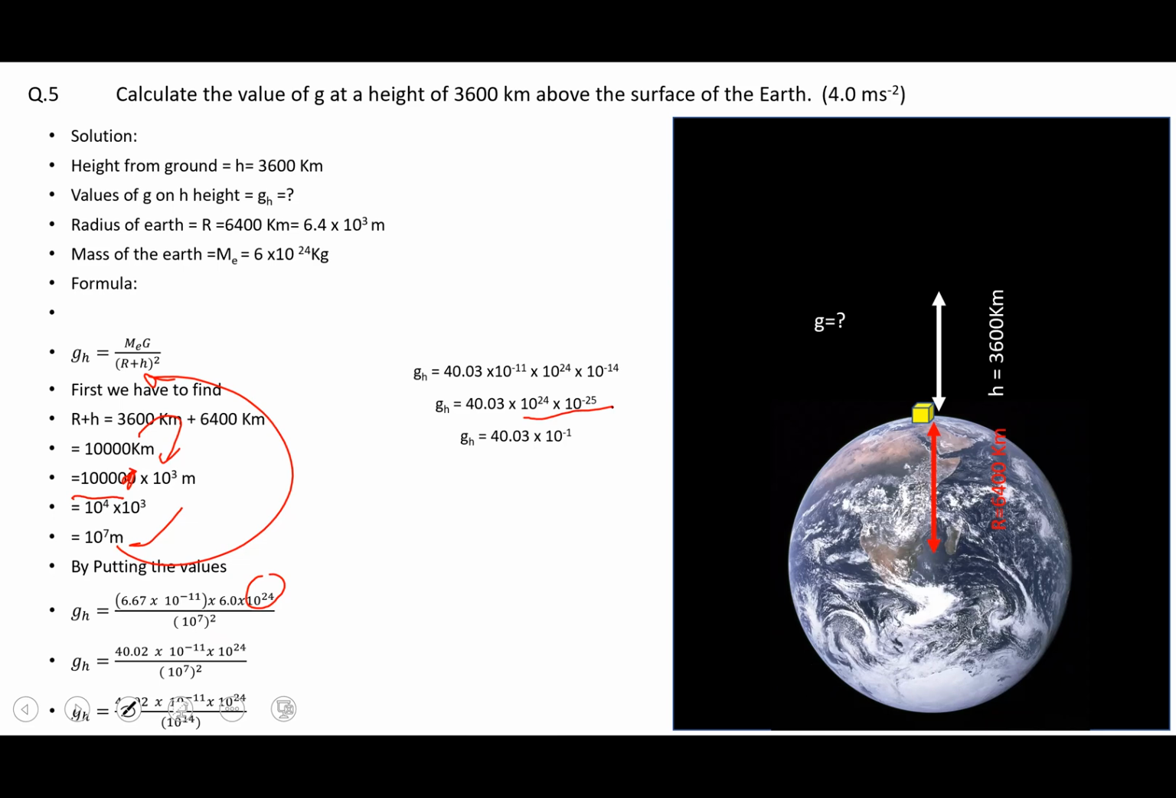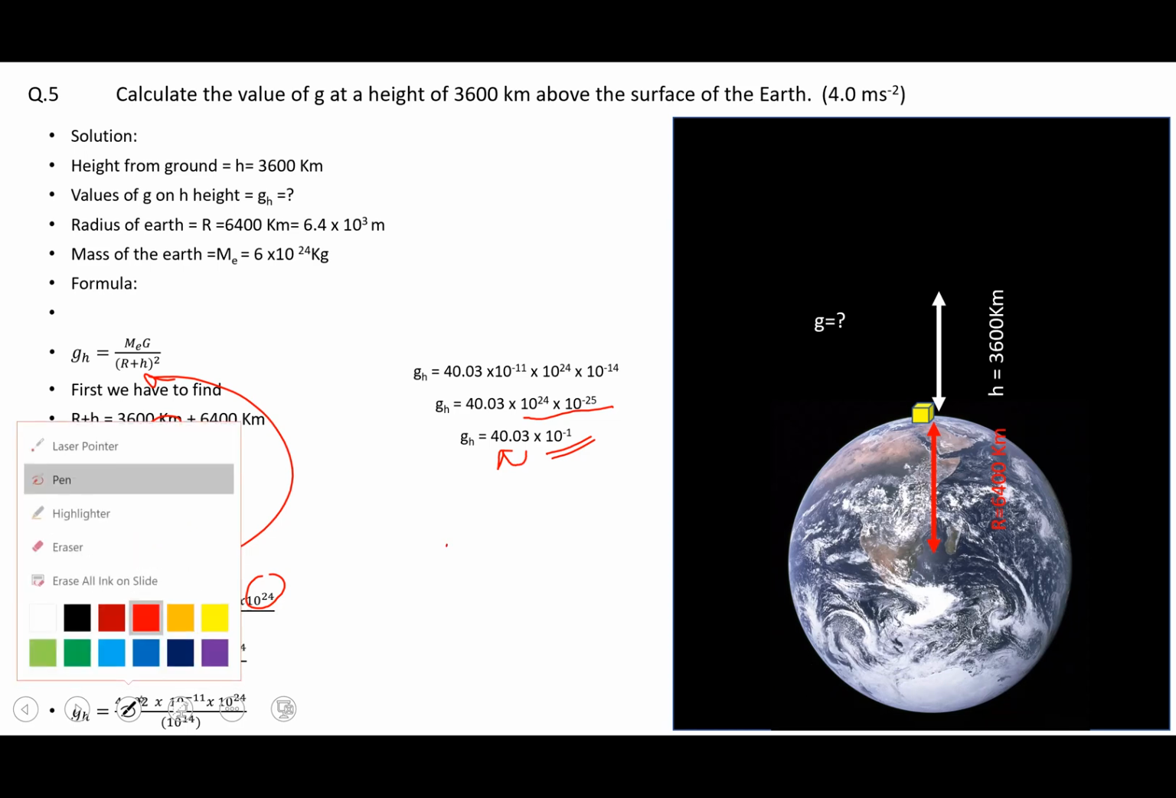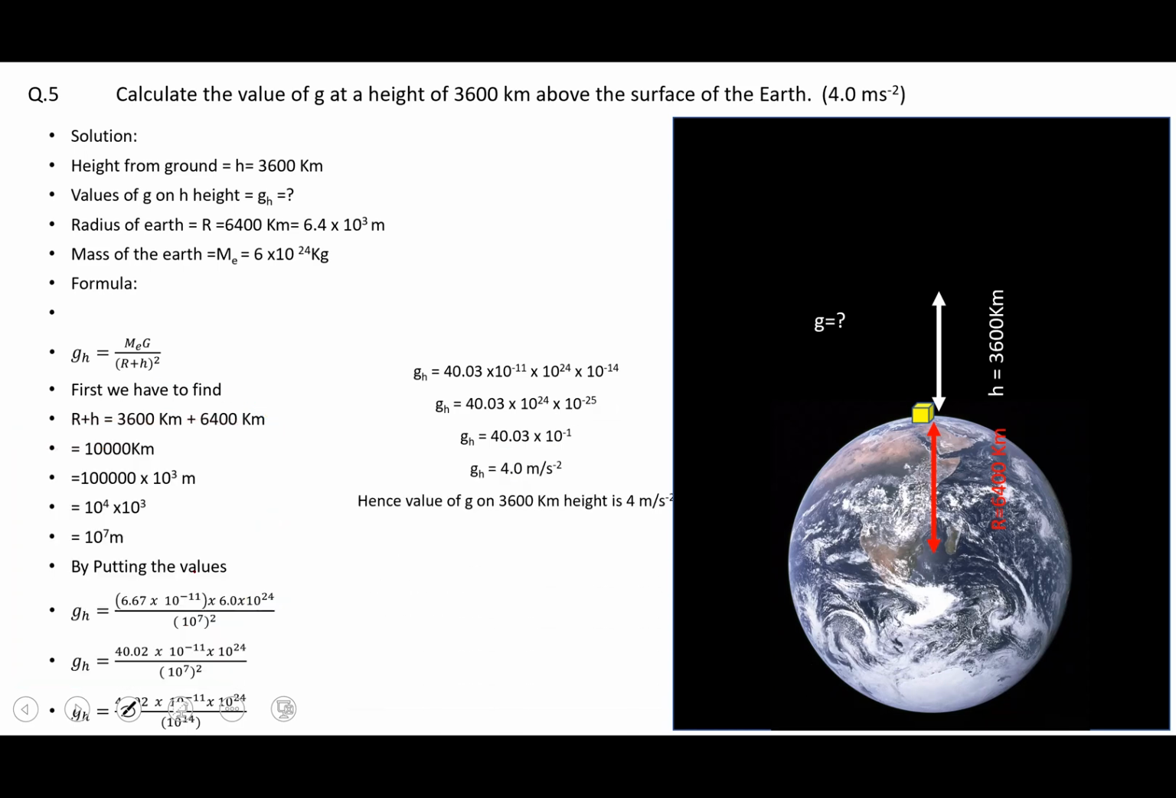If this is 10 to the power minus 1, we'll take the decimal point to the other side, and it will be 4.003 into 10 to the power 0. So the value of g can be given as approximately 4 meter per second square. The value of g at 3,600 kilometers above the surface of the earth is 4 meter per second square, which was our required answer as well.